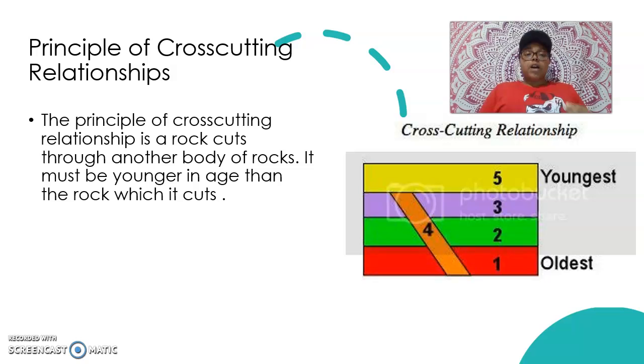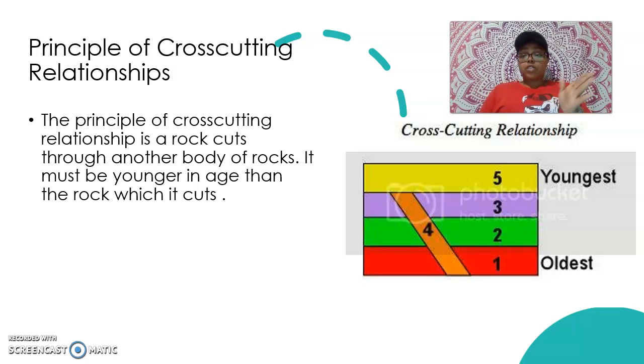The next one is the principle of cross-cutting relations. The principle of cross-cutting relations says that a rock that's cutting through another body of rock must be younger in age than the rock which is cut. As you see in the picture, we have, of course, the oldest at the bottom, the youngest at the top. As you see, 1, 2, 3 are the oldest compared to rock 4. 4 cannot cut through 5 because 5 is younger than 4. 4 is younger than 3, 2, and 1. So that is the best way to see how the cross-cutting relationships work.